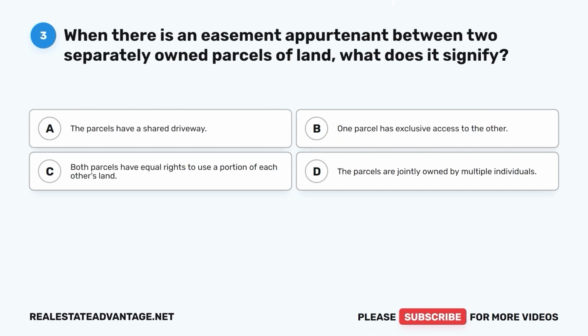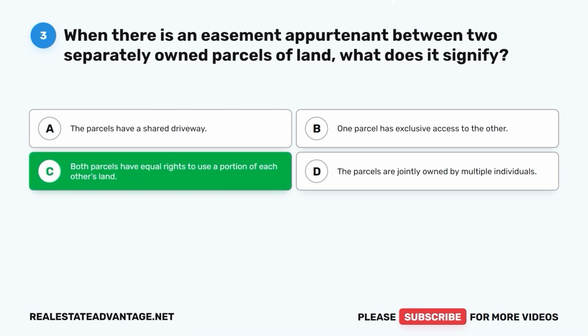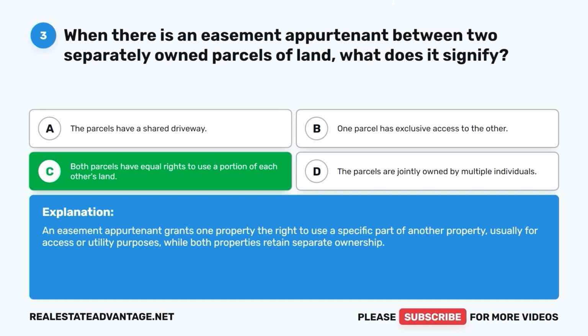Question 3. When there is an easement appurtenant between two separately owned parcels of land, what does it signify? A. The parcels have a shared driveway. B. One parcel has exclusive access to the other. C. Both parcels have equal rights to use a portion of each other's land. D. The parcels are jointly owned by multiple individuals. The correct answer is C. Both parcels have equal rights to use a portion of each other's land. An easement appurtenant grants one property the right to use a specific part of another property, usually for access or utility purposes, while both properties retain separate ownership.